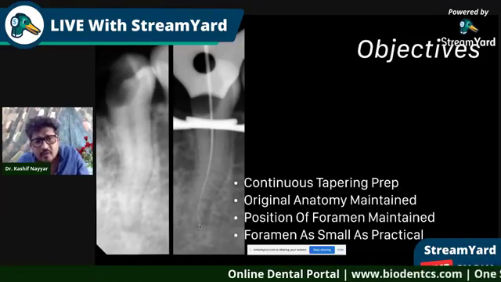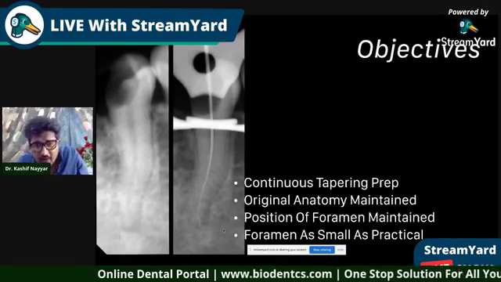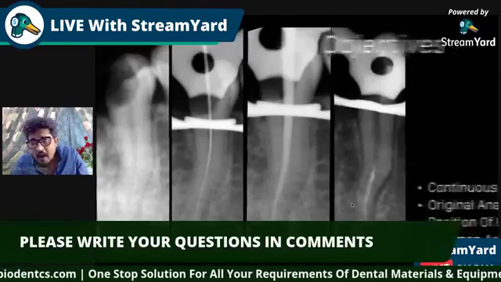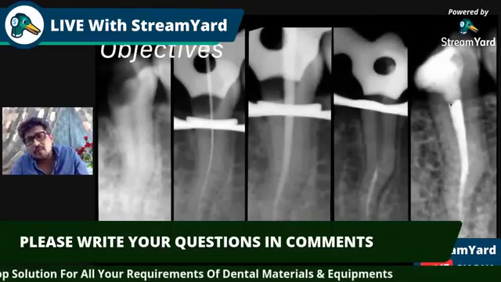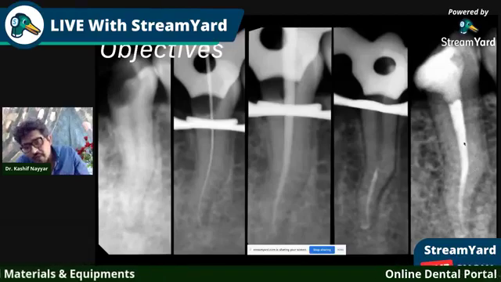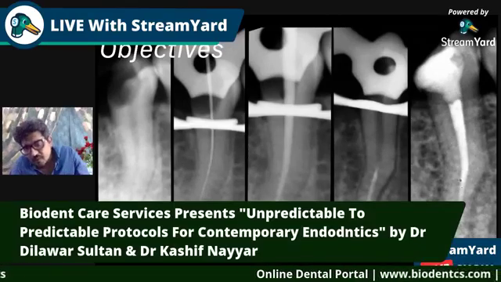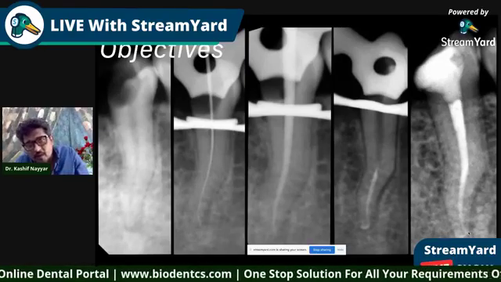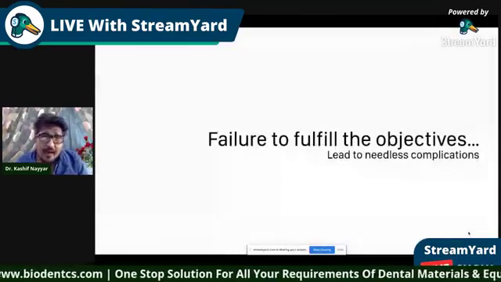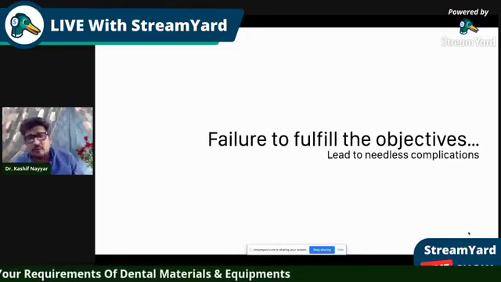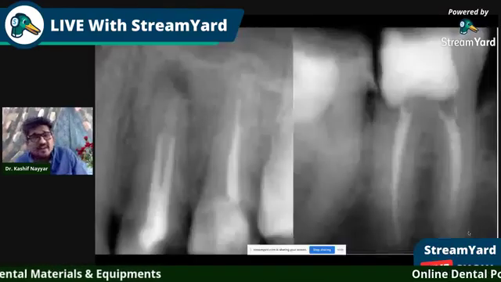So I have to keep the foramen as small as practically possible. After complete treatment, I have fulfilled all of my objectives. It is continuously tapered. It is following the anatomy. The position didn't change, and I didn't enlarge the foramen as much. If I do everything haphazardly, there are failures and needless complications.